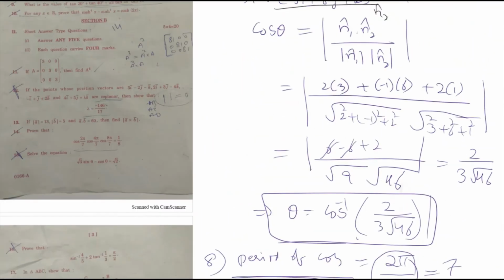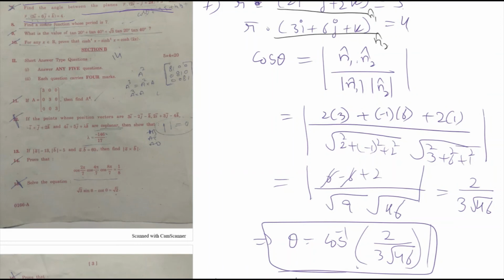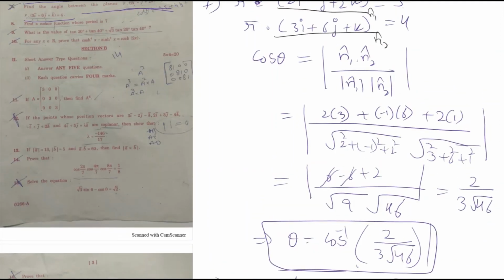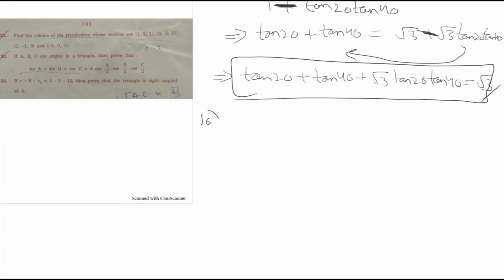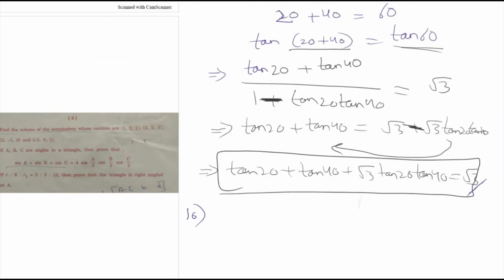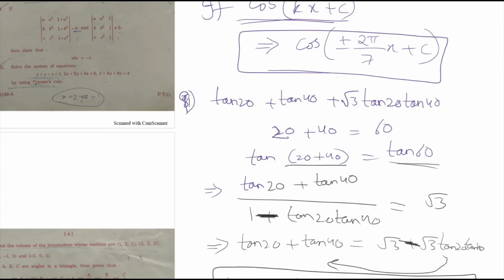Next is ninth question. What is the value of tan? Okay, ninth is done, sorry. 10th question. For any value of x belongs to R, prove that cos h power 4x minus sin h power 4x equals cos h of 2x. So 10th question is, this is ninth one.